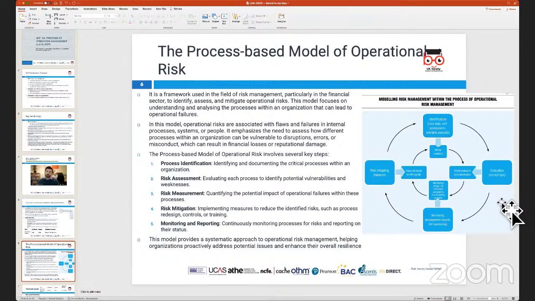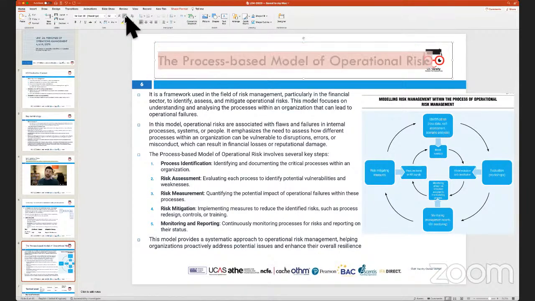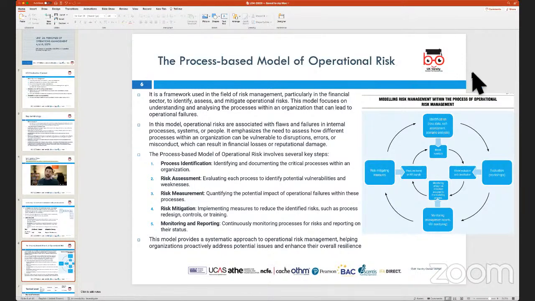Yes, sir. We also look at, for example, the second model that we are going to look at in terms of operational risks, which is the process-based model of operational risk.